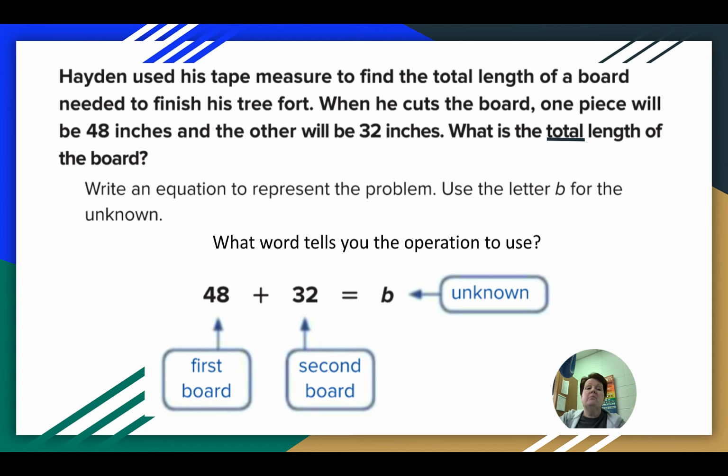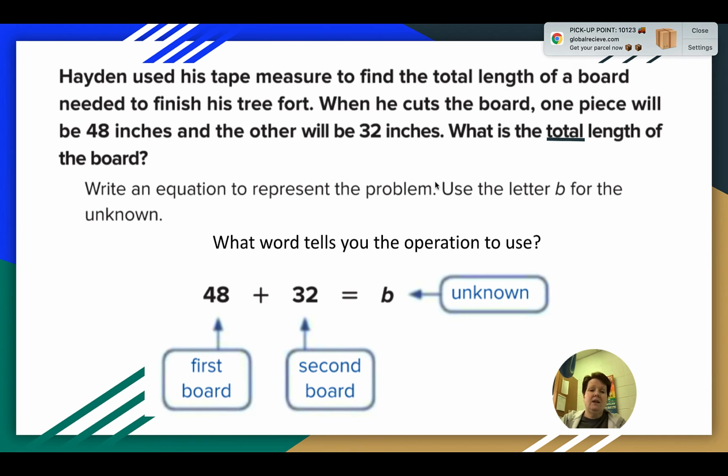Alright, here's our problem. Hayden used his tape measure to find the total length of a board needed to finish his tree fort. When he cuts the board, one piece will be 48 inches and the other will be 32 inches. What is the total length of the board? Alright, total tells us that we're going to be using addition. That's the word right there.